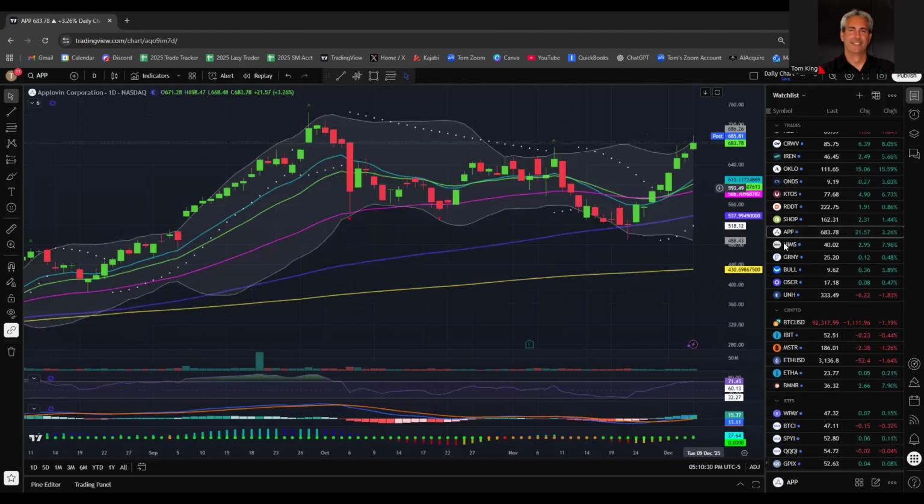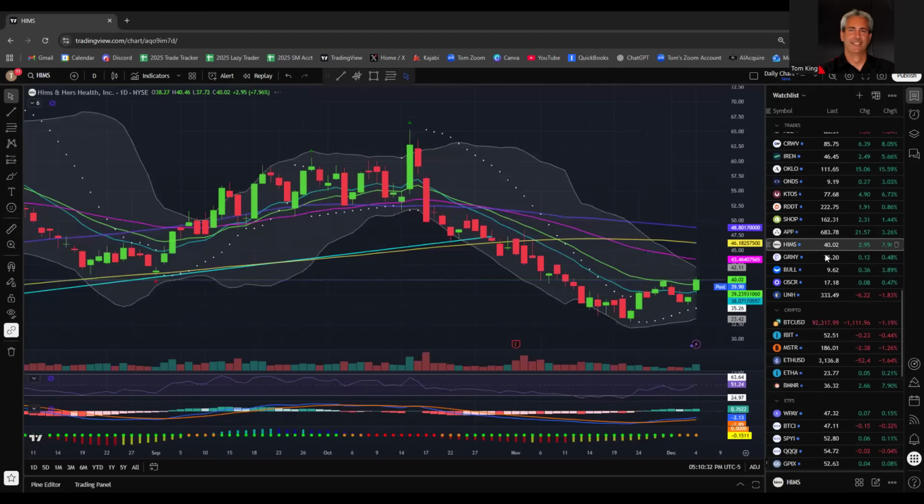App11 has gone too far. I won't chase it here. Hims looking better. I don't think this is a bad trade. I don't love the stock as much, but I don't think this is a bad trade in here. Maybe if we pull back tomorrow, you're going to get an opportunity.